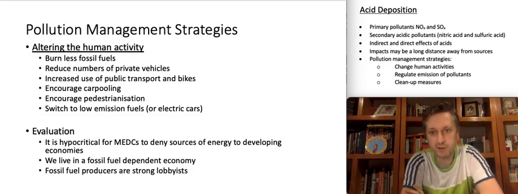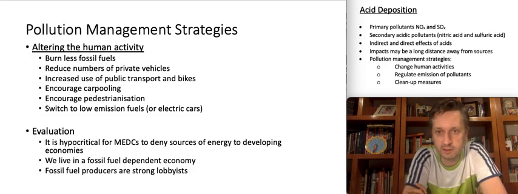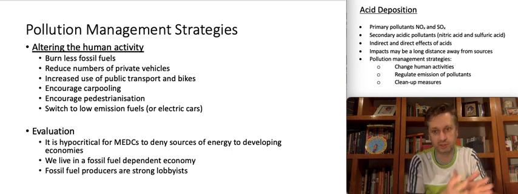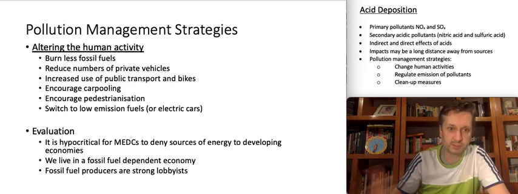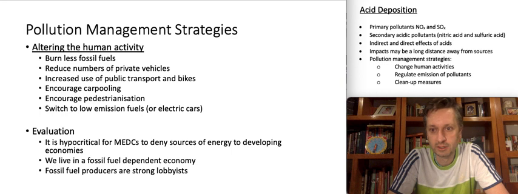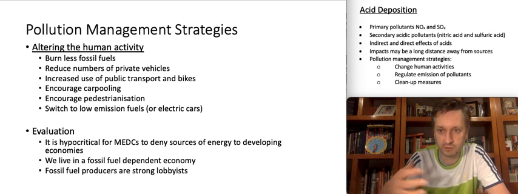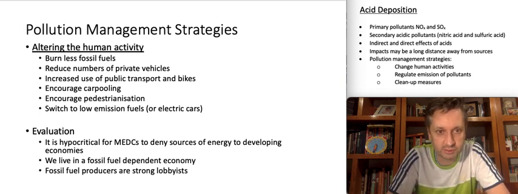All right. Finally, to conclude then, we'll look at the pollution management strategies with our three subtitles. So number one, we can alter human activity. We can find ways to burn less fossil fuels, to move away from using fossil fuels to create electricity. Greater reliance on renewables would help to solve that problem.